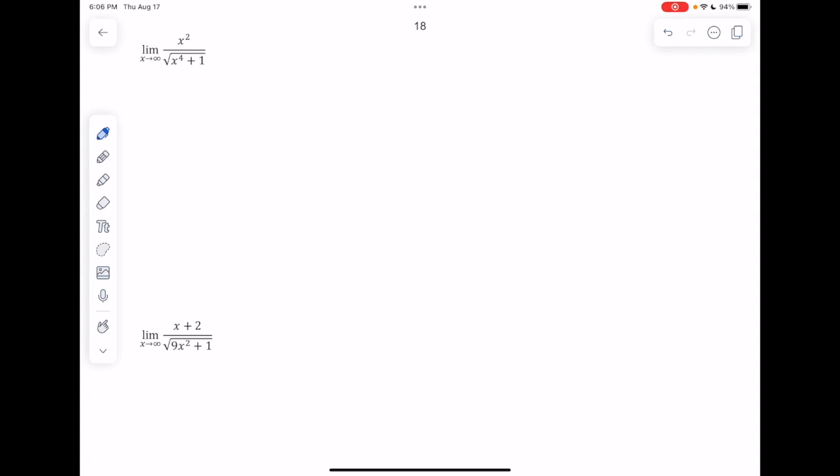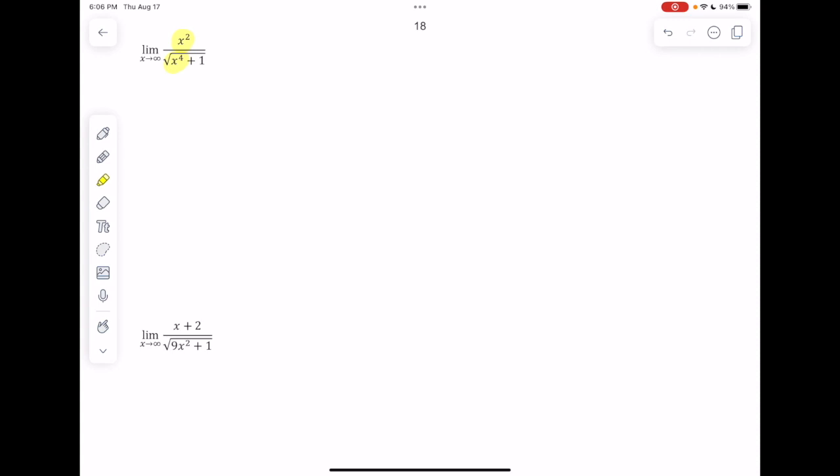So what do you do if you have the limit as x goes to infinity of x squared over the square root of x to the fourth plus 1? Well, intuitively, it should just be the lead term that matters, right? So if you thought about that, you have an x to the fourth here and an x squared there.